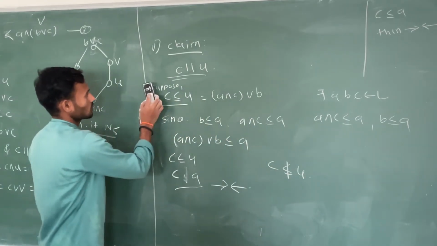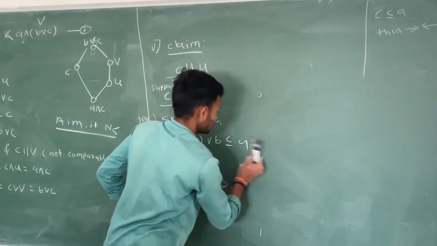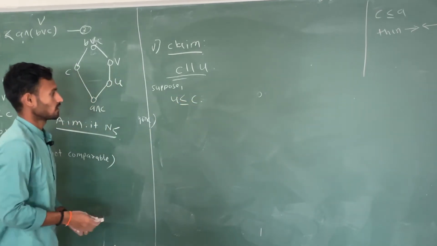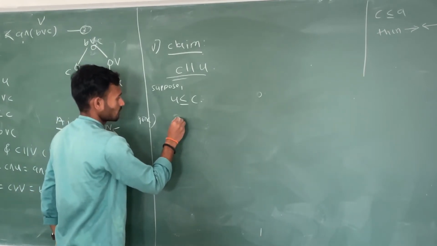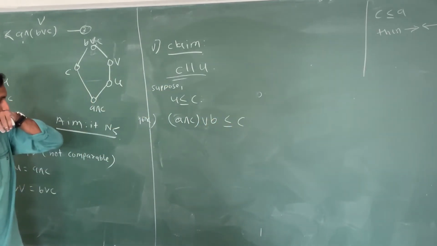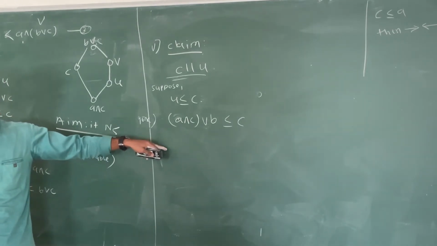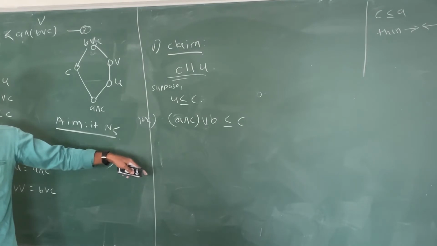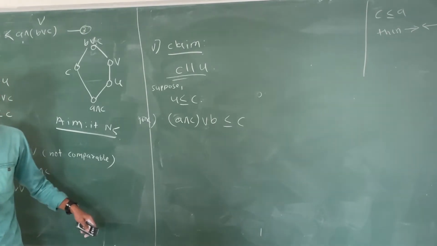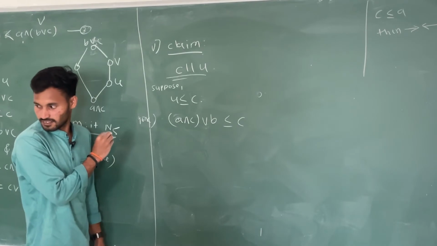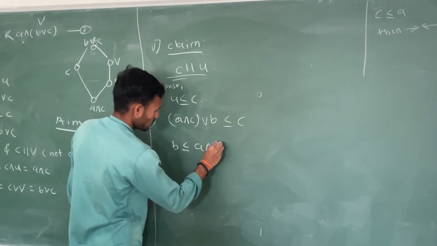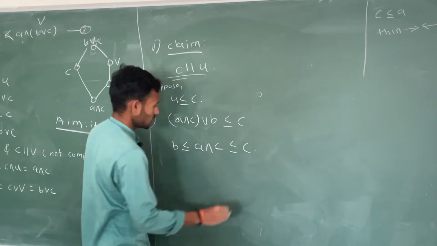Similarly, we show, suppose U is less than or equal to C. Same, A meet C join B is less than or equal to C. Then B is less than A meet C. B is less than A meet C is less than C. Can I write?